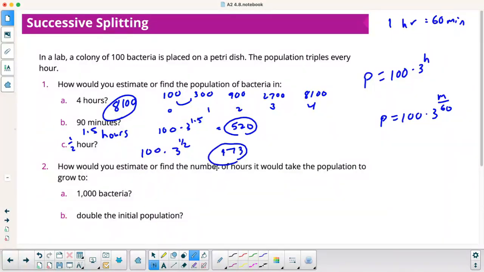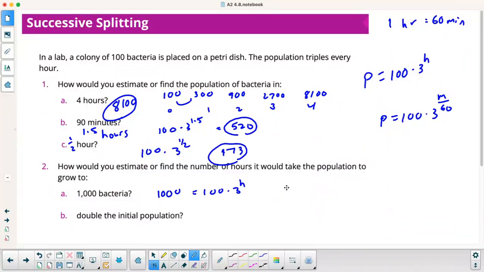173. How would you estimate or find the number of hours it would take the population to grow to 1,000 bacteria? So I plug in 1,000 for P, 100 times 3 to the H. So again, the only real way that we know how to do it right now is trial and error. So I'm going to just start plugging in numbers. 100 times 3 to the, well, I know it's got to be between 2 and 3, right? Because I kind of already made a table here. So maybe try 2.1.